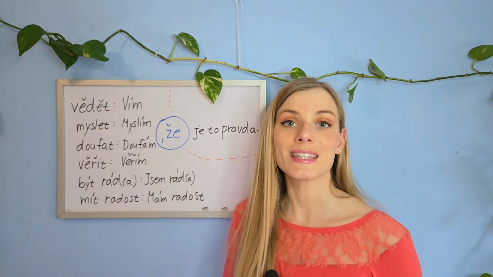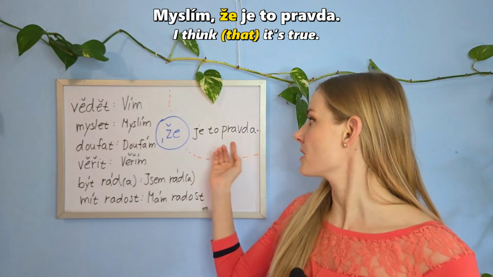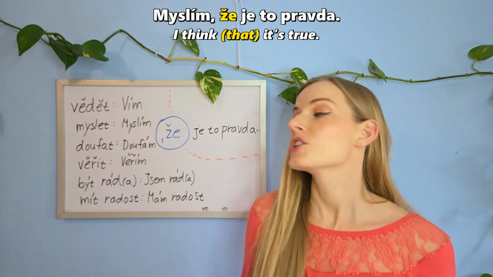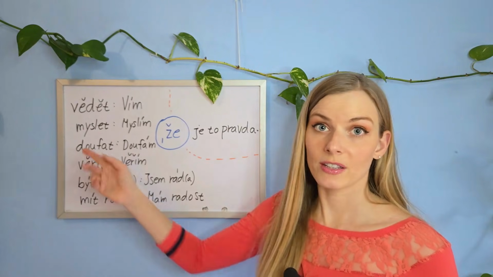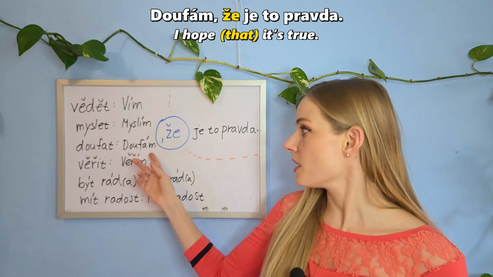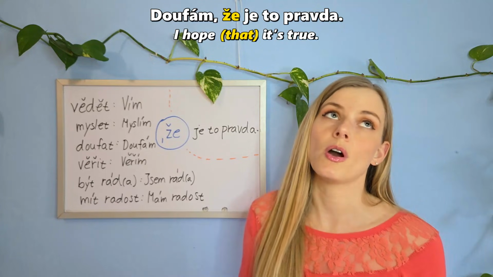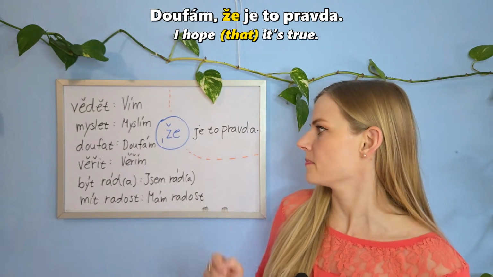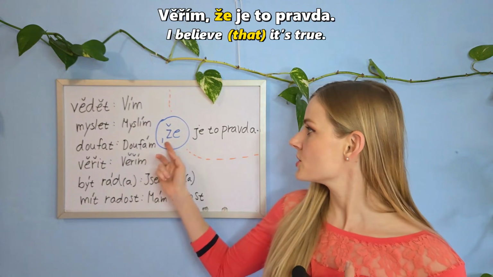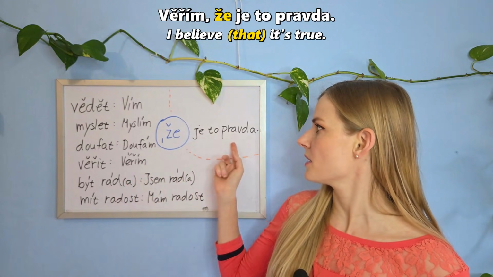Next one is myslet. Myslet is to think. Myslím, že je to pravda. I think that it's true. I think it's true. Myslím, že je to pravda. Doufat is to hope. Doufám is the já form. Doufám, že je to pravda. I hope that it's true. Or I hope it's true. Doufám, že je to pravda. Věřit is to believe. Věřím, že je to pravda. I believe it's true. Věřím, že je to pravda.